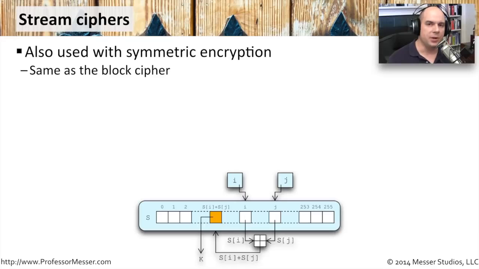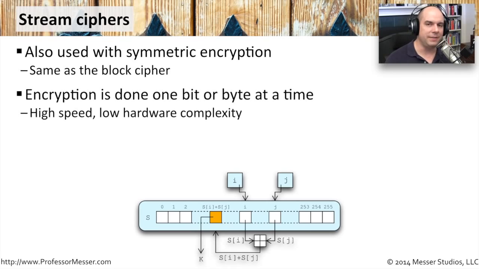Another type of cipher is called a stream cipher, and just as the block cipher was only used with symmetric encryption, stream ciphers are only used with symmetric encryption. The encryption is done instead of entire blocks at a time. In a stream, it's done 1 bit or 1 byte at a time. It's all being done as the data is streaming by.